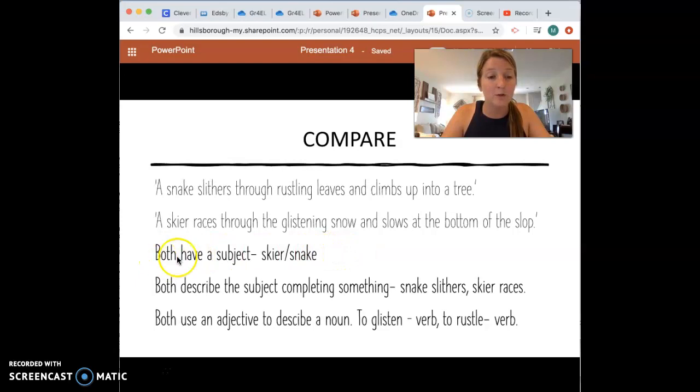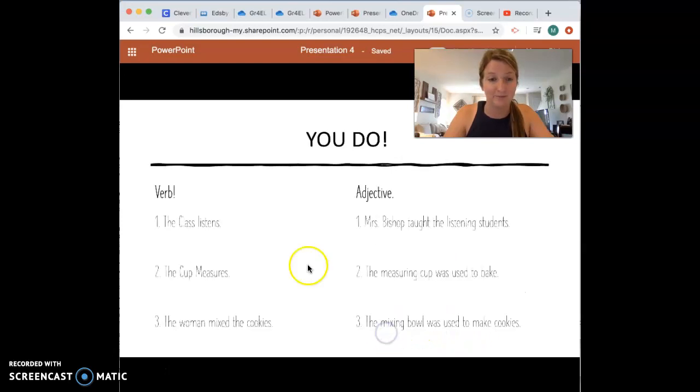All right, so both sentences have a subject. The subject of the first sentence is snake. The sentence is about the snake. The second sentence is about the skier. Both describe the subject completing something. So they're both doing something. The snake is slithering and the skier is racing. And both use an adjective to describe a noun. So they have glistening and rustling. So if we were to take off the ing, like I said, to glisten would be a verb and to rustle would be a verb.